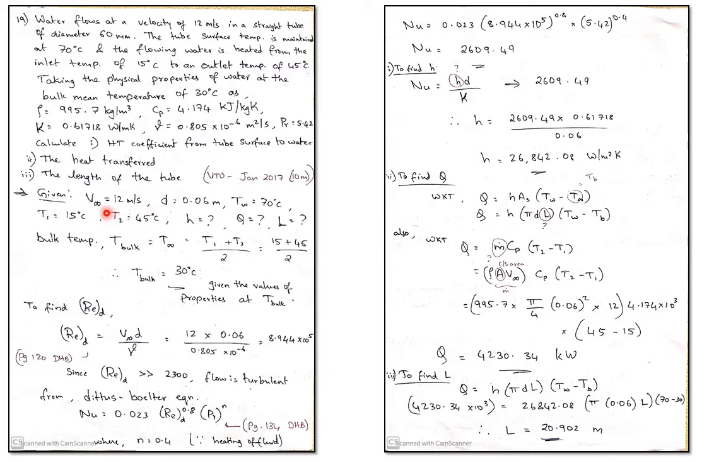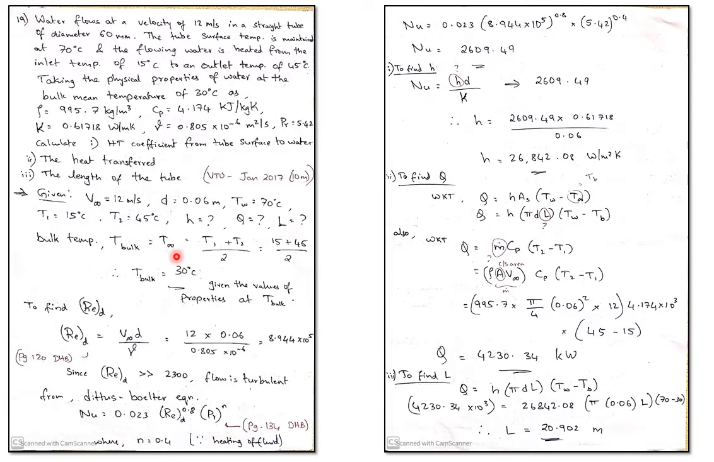So let's write the given terms: V infinity, the velocity of the fluid, diameter of the tube, the wall temperature, and T1 and T2. So the heat transfer coefficient h, Q, and L need to be found.